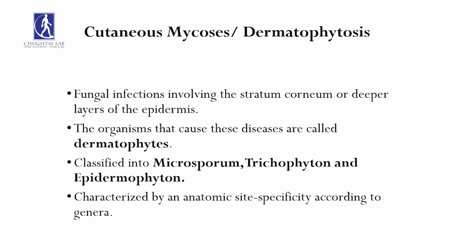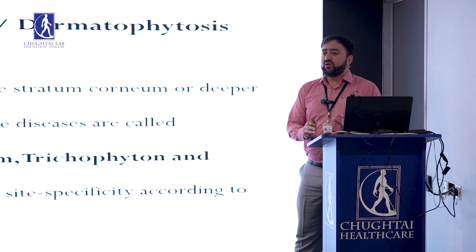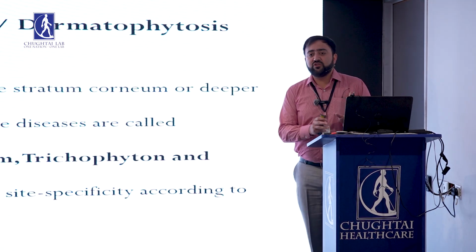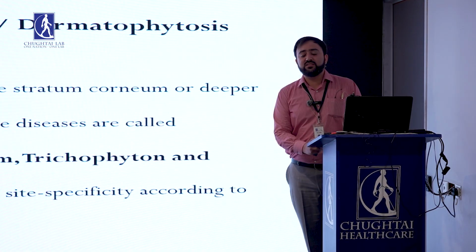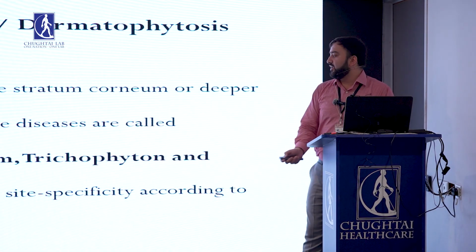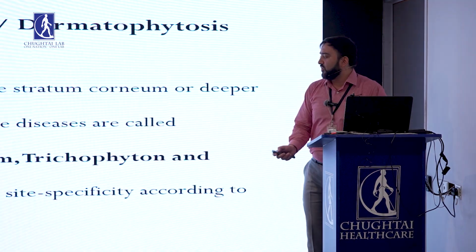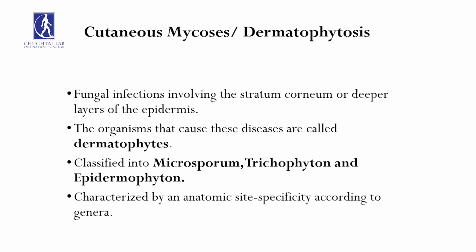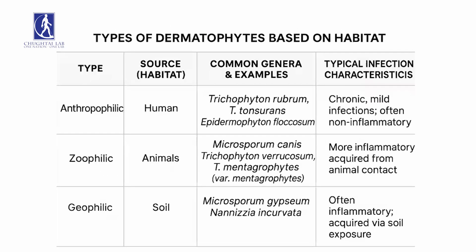And the fungal organisms that cause these diseases are called dermatophytes. Overall, there are about 9 genera of fungus that can cause these diseases in humans and animals. But for humans, only 3 genera are significant: Microsporum, Trichophyton, and Epidermophyton. These genera are characterized by their anatomic site specificity, and this table describes their anatomic specificity and geographic distribution.